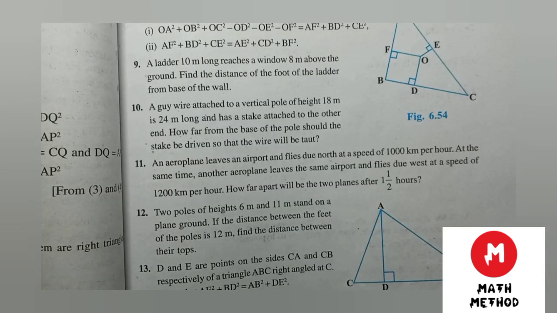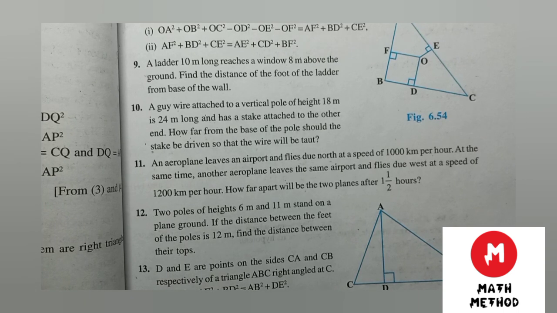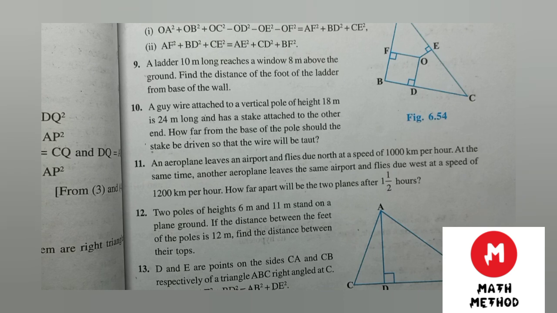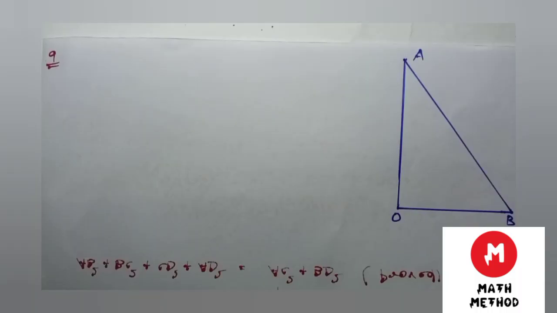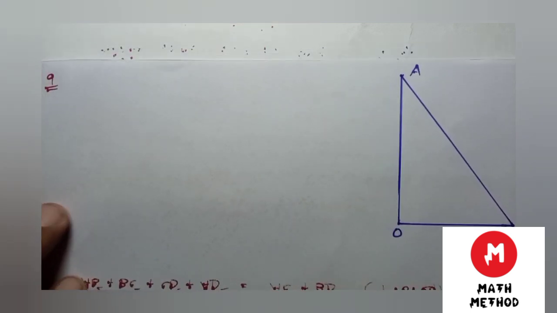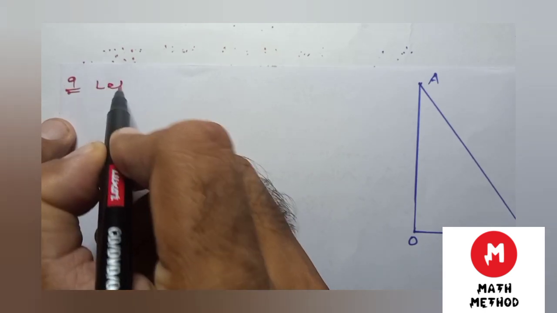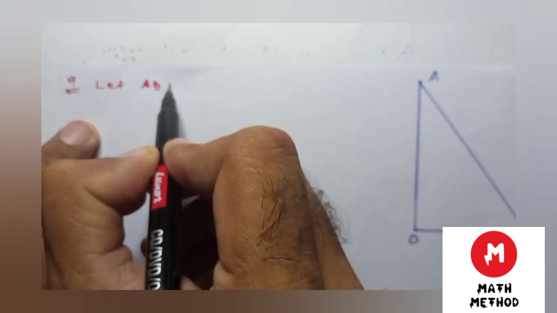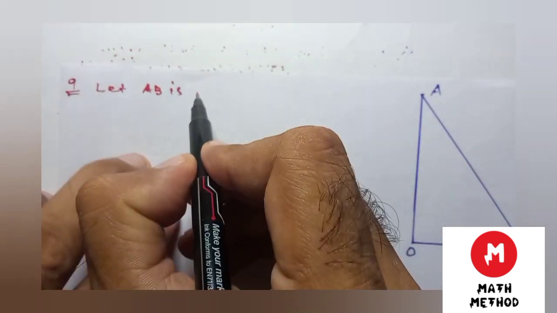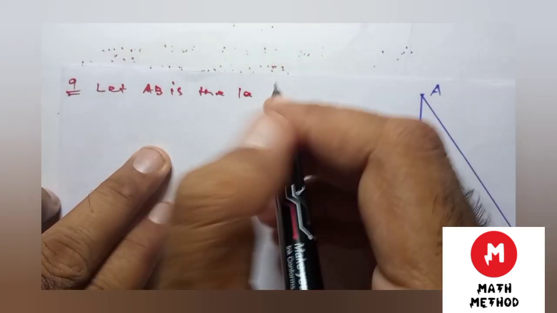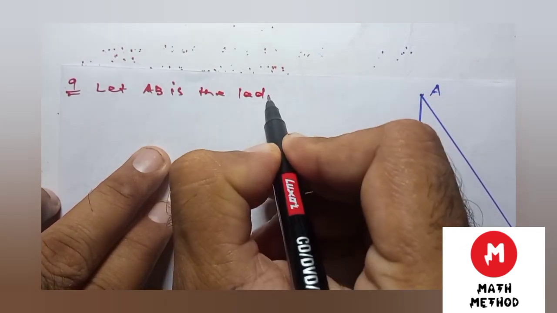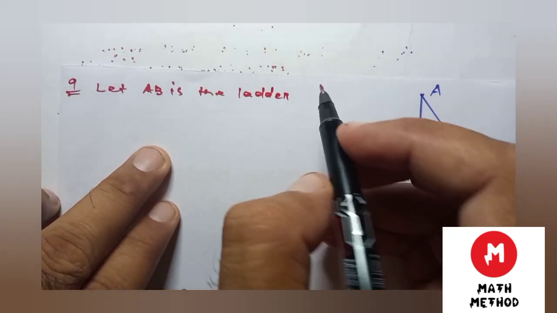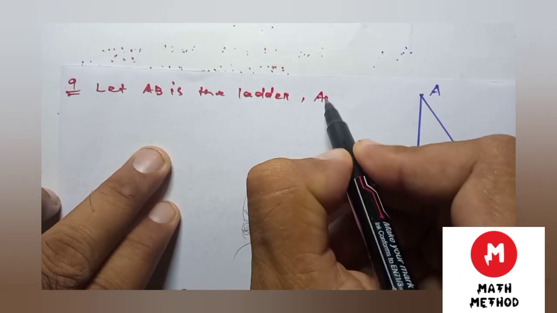Now question number 9. A ladder of 10 meters long reaches a window 8 meters above the ground. Find the distance of the foot of the ladder from the base of the wall. So here ladder is our hypotenuse. Clear? See this figure. In this figure here AB is our ladder. So I will write like this. Let AB is our ladder, and AO is wall.